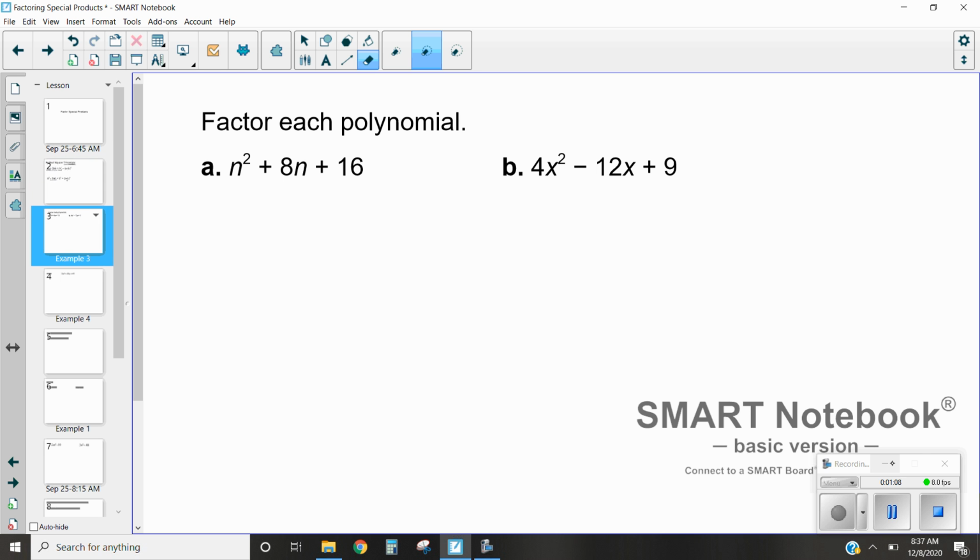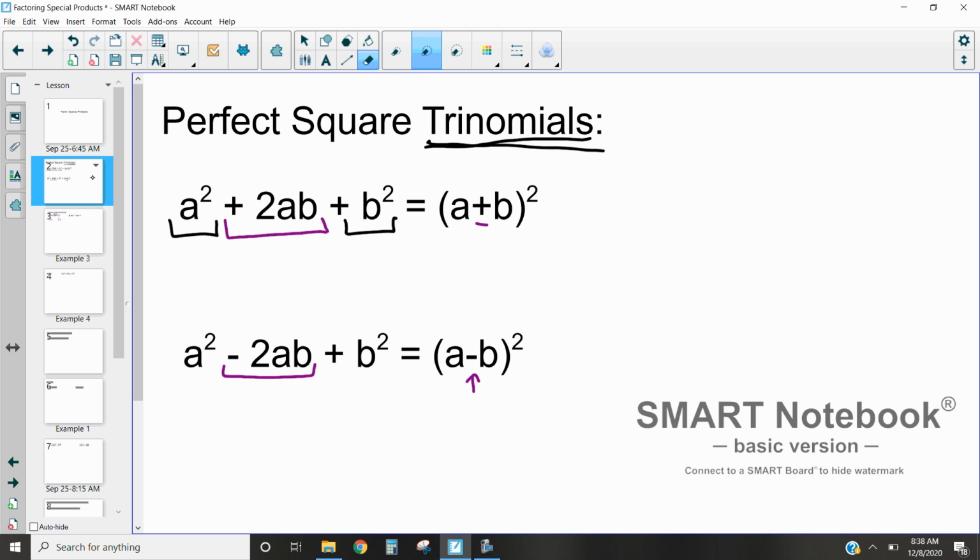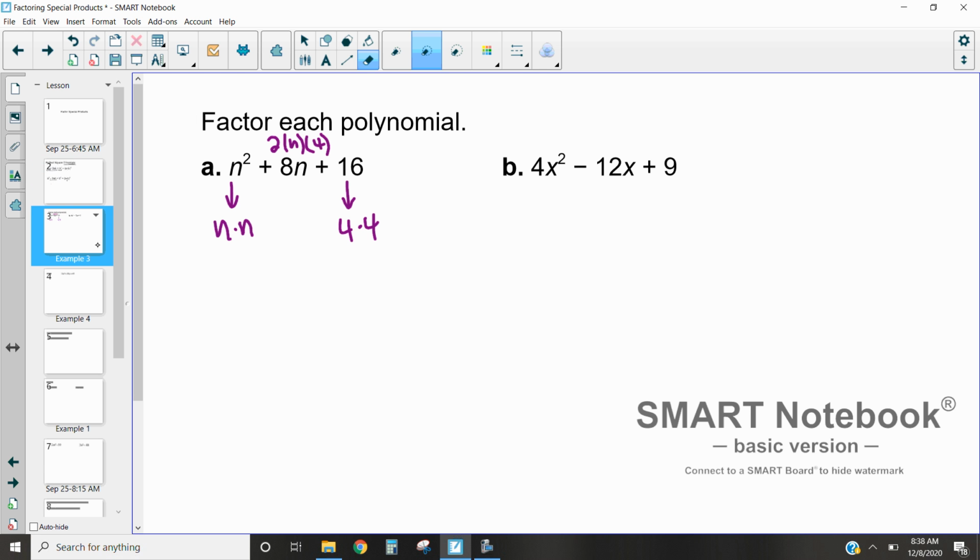So this first one here that we want to factor, we notice that this first term is a perfect square and this second term is a perfect square. This one is n times n. This one is 4 times 4. Our middle piece is 2 times n times 4. Now notice that's a very special characteristic of these perfect square trinomials: the middle term is 2 times the first term times the second term. And so because that's the case, we know this will factor into (n + 4) squared. And that plus comes from this plus right there. Now let's take a look at this one.